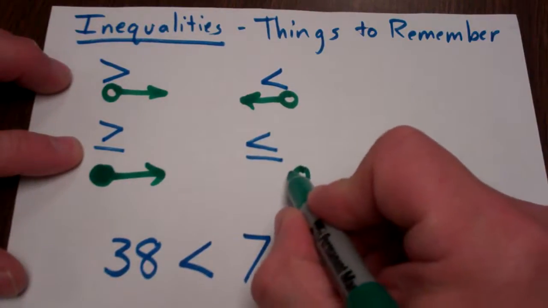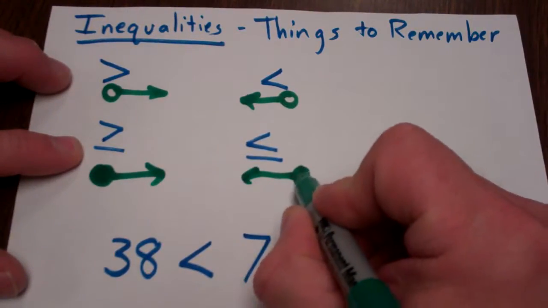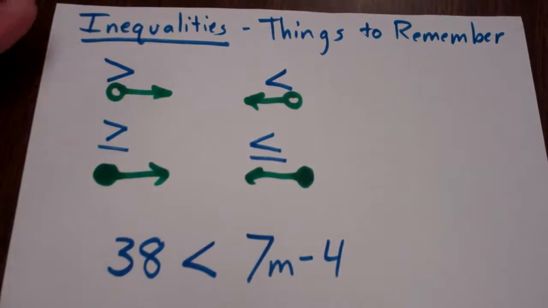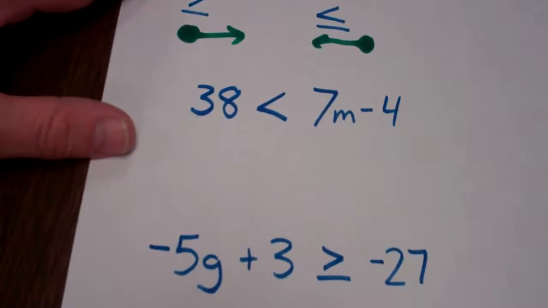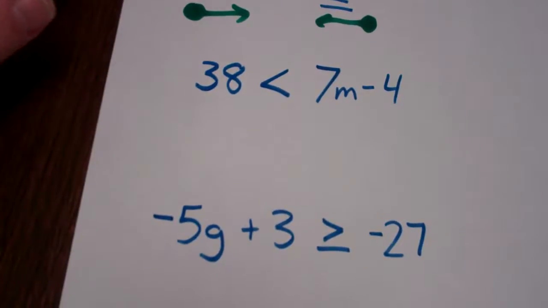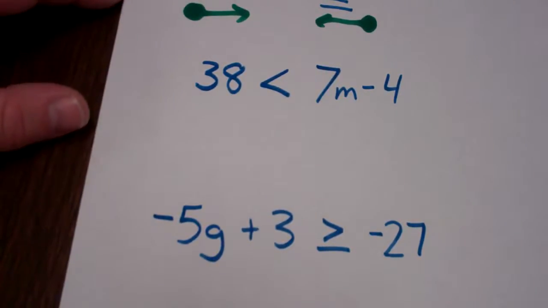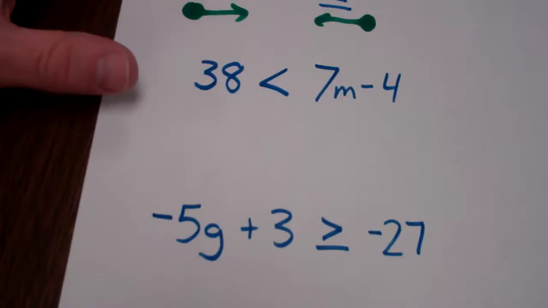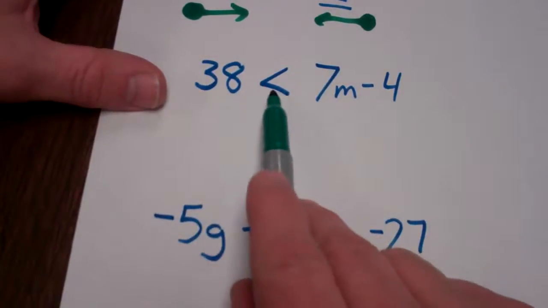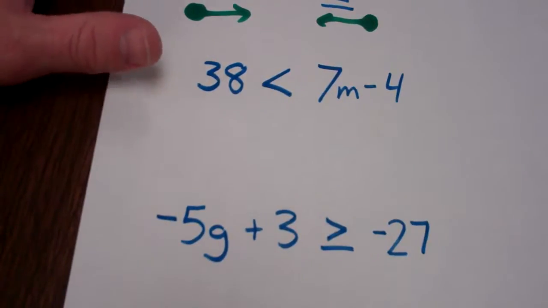So the same thing here. That's a less than. That's a less than or equal to. Alright, so I'm just going to do two problems reminding you of some things that people struggle with. Remember, we're going to have a range of answers for each one of these. When I see this one, it says, when I read it, 38 is less than 7m minus 4.